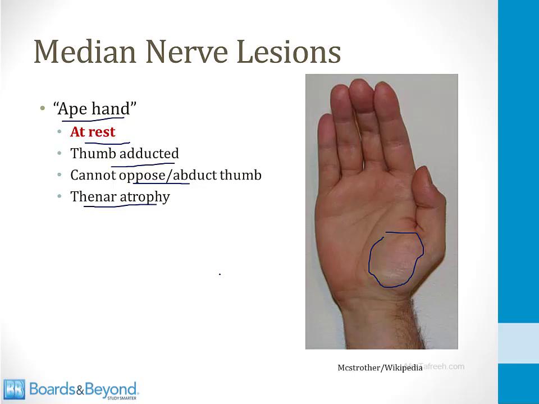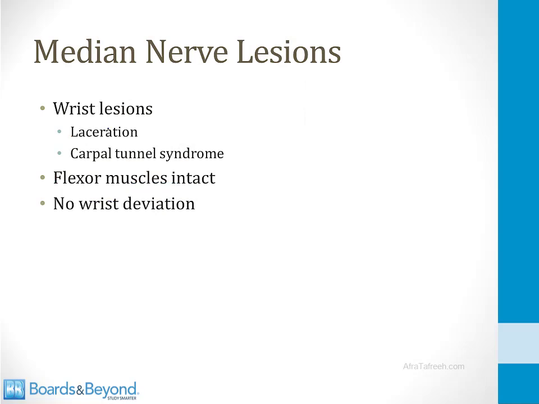And you don't need to memorize this finding. Just remember that when the thumb is immobile or cannot move normally, that is usually a problem with the median nerve. So let's talk about some of the things that can cause a median nerve lesion. At the wrist level, a laceration of the wrist from trauma can cut the median nerve. In addition, many patients develop the carpal tunnel syndrome, which involves median nerve dysfunction at the level of the wrist.